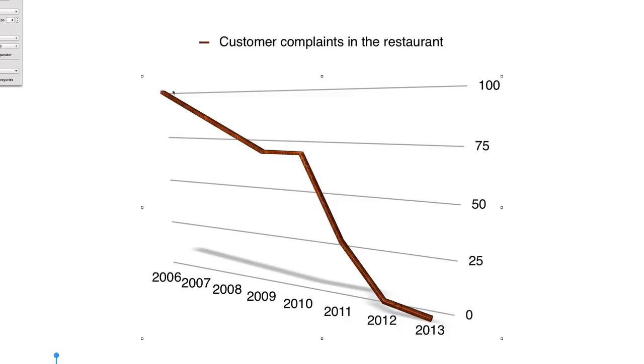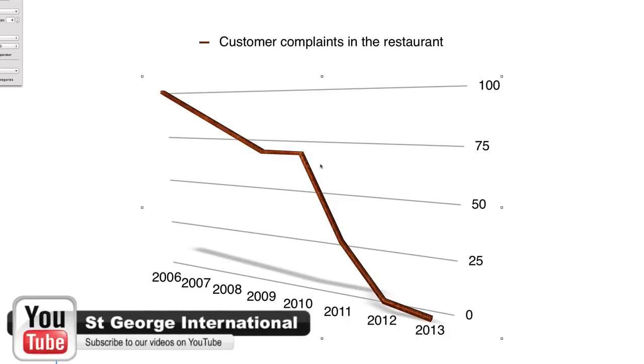How can we describe this downward trend? What verbs can we use? Maybe fall, decrease, decline, plunge, or plummet for this region. So, from 2006 to 2009, there was a gradual decline in the number of complaints. From 2010 onwards, there was a severe drop in the number of complaints.